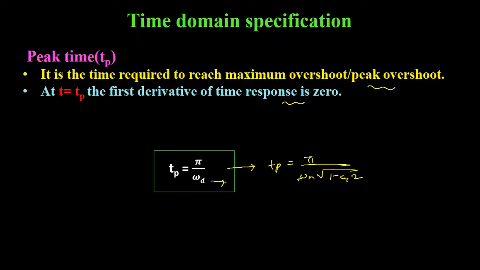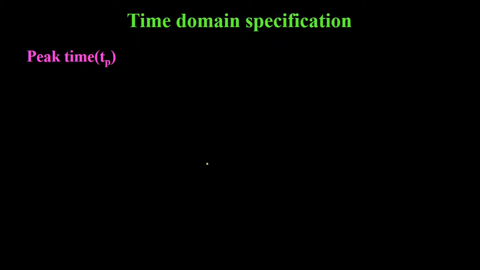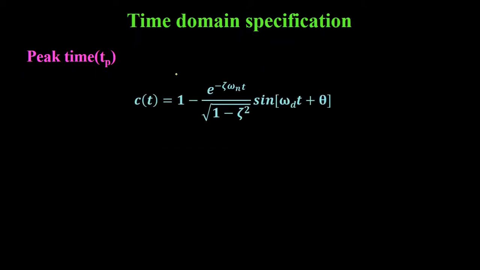We are going to derive this equation for peak time by using the formula of the output response of a second order control system when the damping ratio zeta is smaller than 1. This equation we have already derived in the previous classes. So for zeta smaller than 1, that is for the underdamped case, c(t) will be equal to 1 minus e to the power minus zeta omega n t divided by under root 1 minus zeta square into sine of omega d t plus theta.